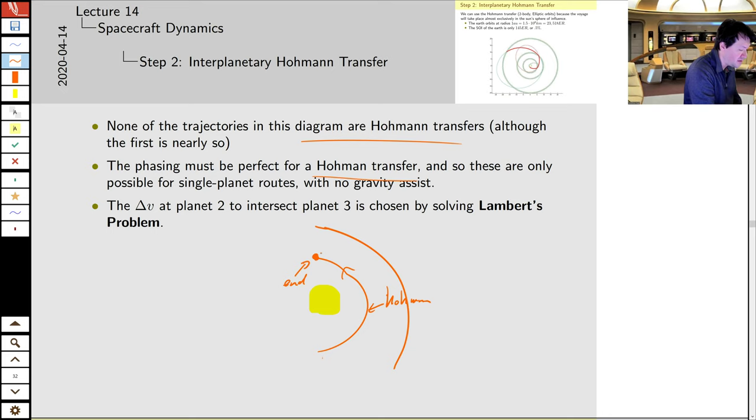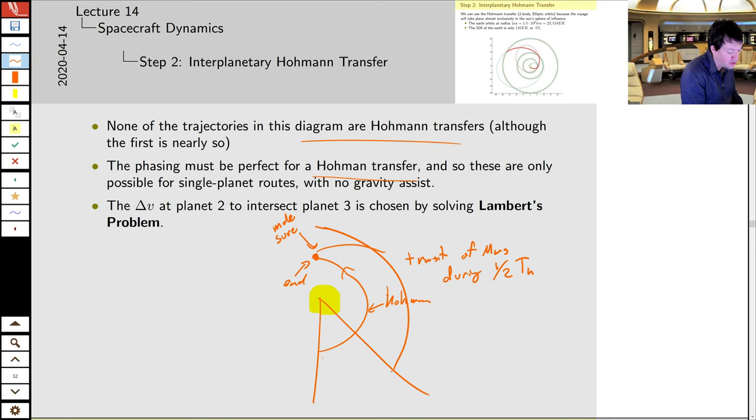Make sure your planet is going to be there when you arrive. So you've got to get this relative position right during one half of the period of the Hohmann transfer. Now Mars is moving a little bit slower than Earth, so it's slower than your Hohmann transfer. So this angle will be positive. Venus would have the opposite. Venus would have to be here.